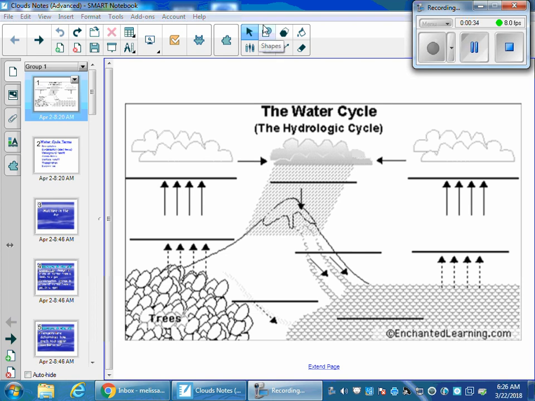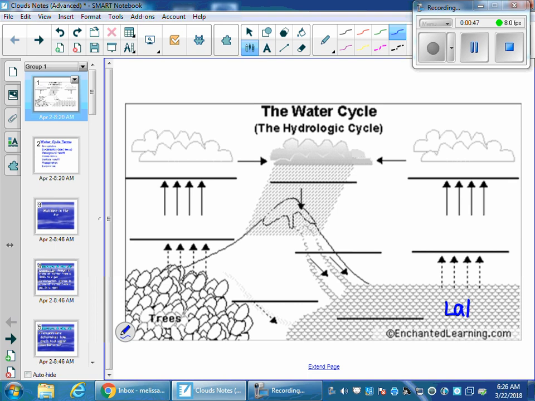So hopefully you've had a chance to go ahead and take a look at that. Right now we're going to go through it and talk about the different parts of the water cycle, which hopefully is already familiar to you. We're going to start in the bottom right-hand corner with our body of water here. This could be a lake, it could be a river, it could be the ocean. We'll just put a lake because we're in Minnesota and we have lots of lakes.